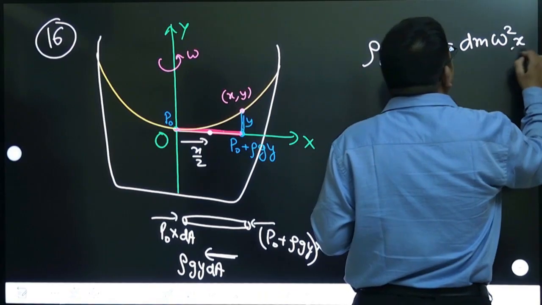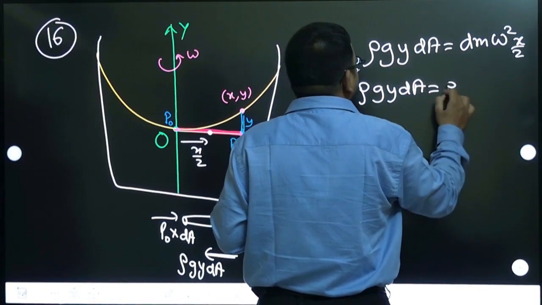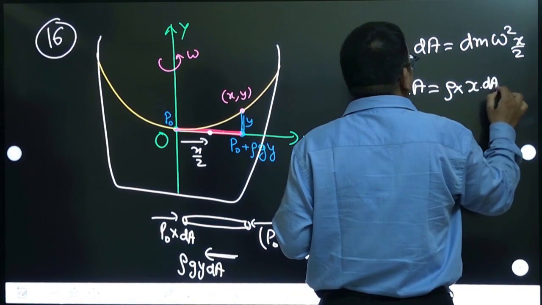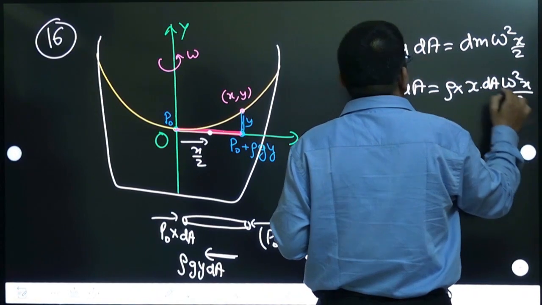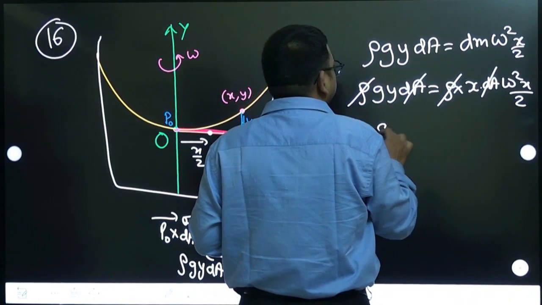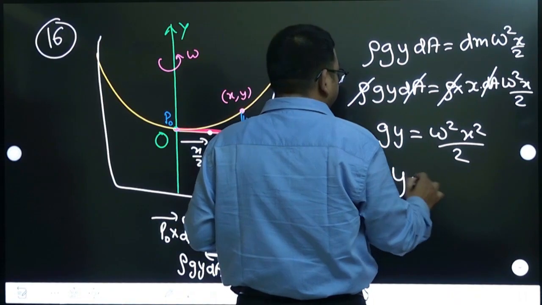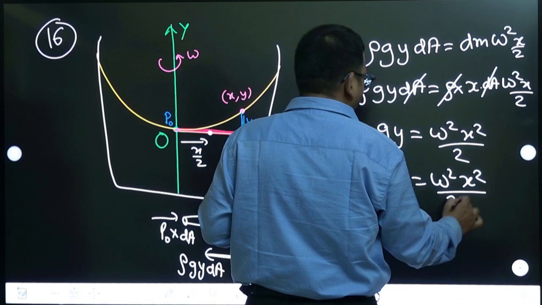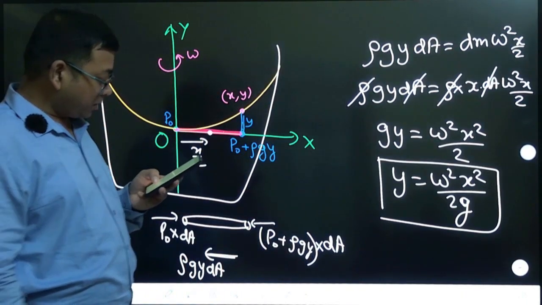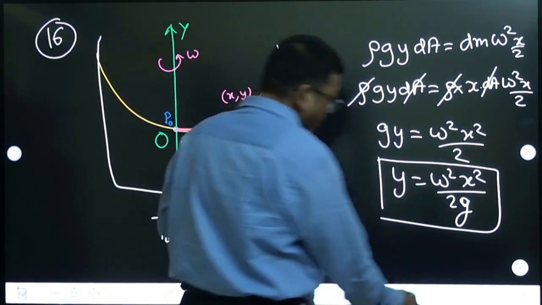Okay, so now let us write this. Rho gy dA. Mass is density into volume. That volume is length x into area dA, and this is omega square x by 2. So the dA factor will get cancelled, rho will get cancelled, right? So g into y becomes omega square x square by 2. So y becomes omega square x square by 2g, correct? This will be the equation, omega square x square by 2g. That's the correct answer, right? Let us move to the next question, number 17.